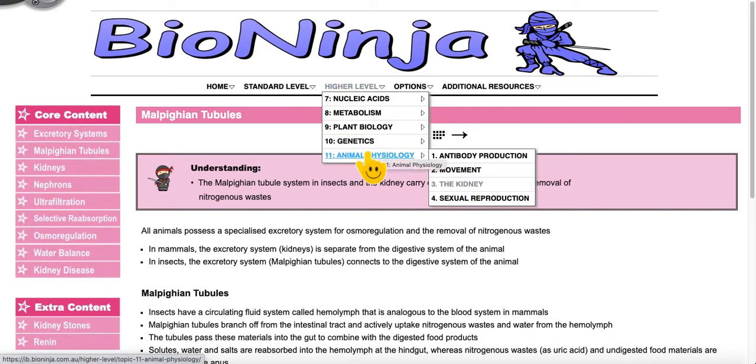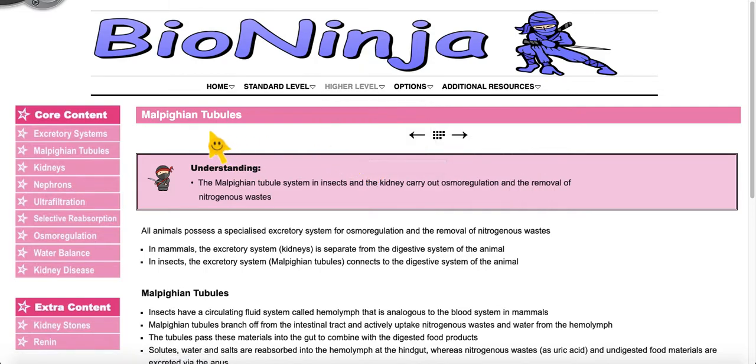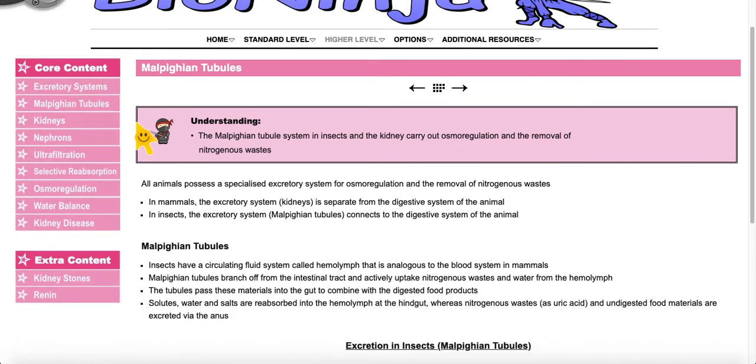Hello, IB Bio students. Today we continue with 11.3, the kidney, and we're going to be looking at the Malpighian tubules found in insects. So I guess pretty much the IB wants you to understand that not all organisms who are osmoregulators have a kidney.